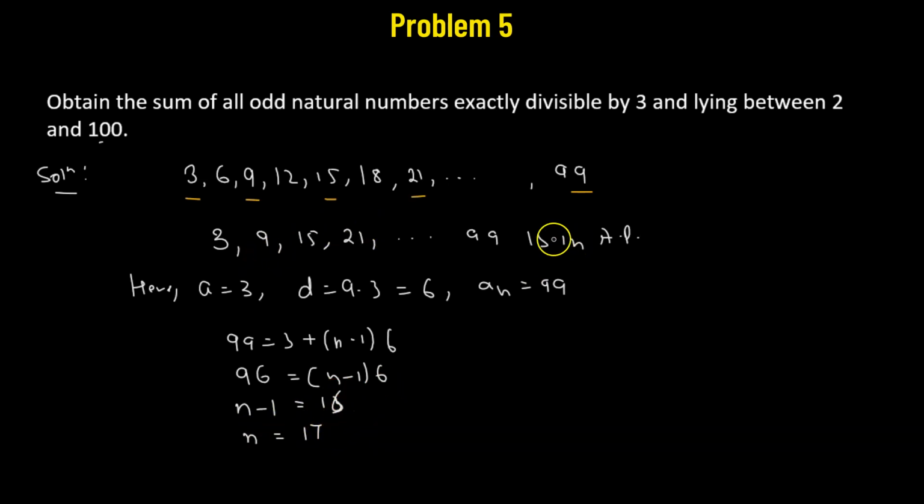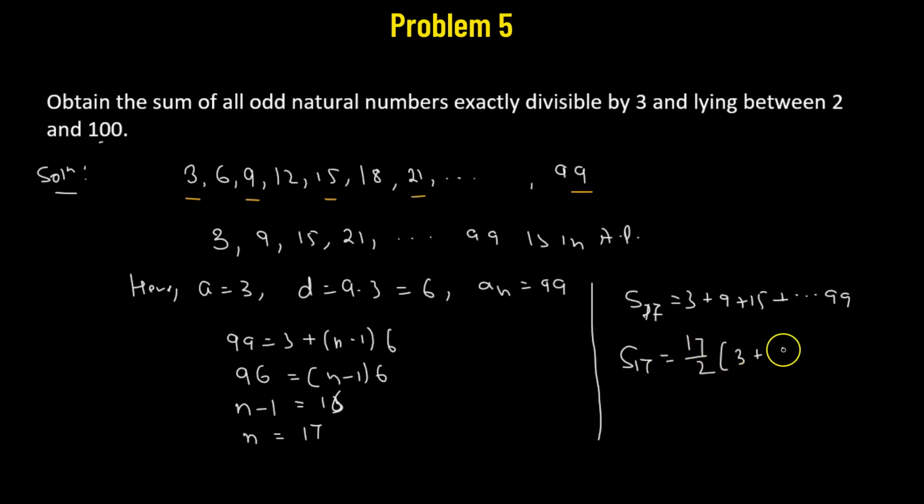So that means there are 17 terms lying between the numbers 2 and 100 which are odd as well as divisible by 3. Let's find the sum of this sequence. What we are trying to find is S17, which equals 3 plus 9 plus 15 plus all the way up to 99. S17 will be equal to 17 over 2 multiplied by 3 plus 99, which is 17 over 2 multiplied by 102, which is simply 51. So 51 times 17 is 867. So this is going to be our sum.